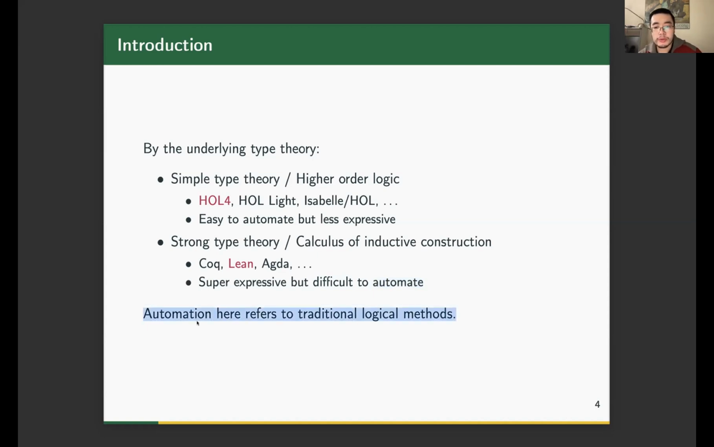Okay, so what we mean by automation here is really the traditional logical methods. You can think of it as rewriting, simplification, elaboration, or the domain-specific decision procedures for whatever theories you have. Automation by machine learning is not in this category, and we will see that machine learning doesn't really care about what kind of type theory you use here.